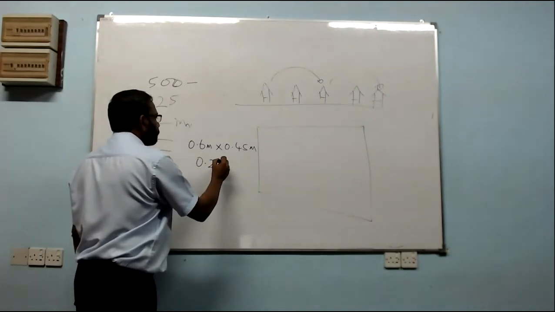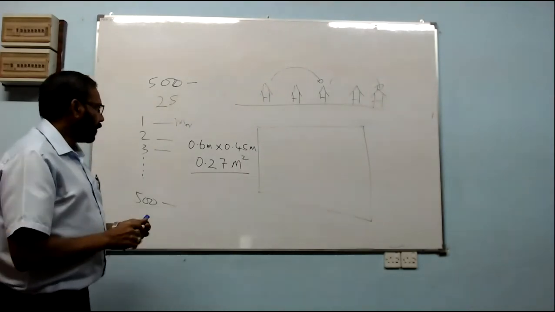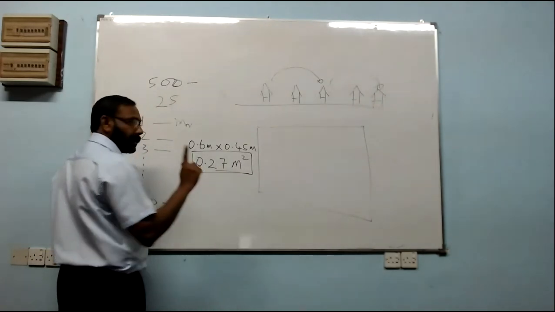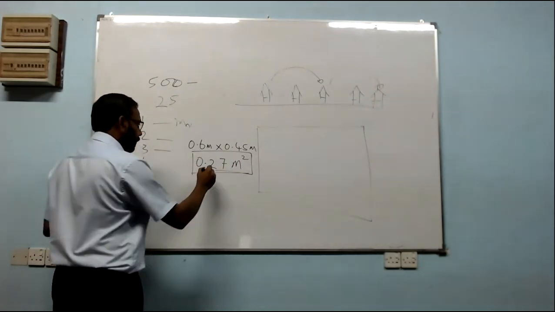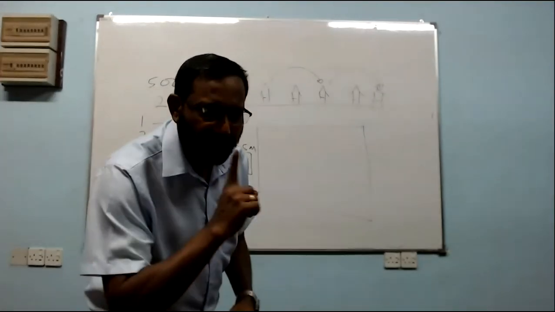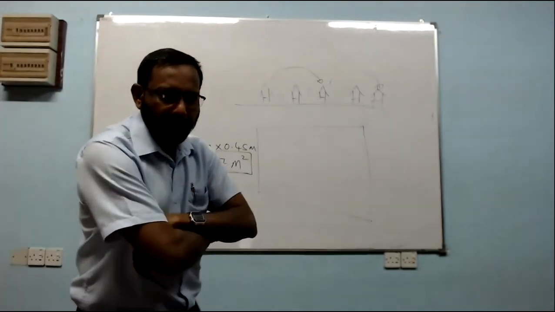0.27. Yes, sir. That much of square meter. In 1 hectare, so that is a plant, one plant spacing. So in 1 hectare, how many plants are there? 37. No. In 1 hectare, how many plants are there? 37,000, sir.